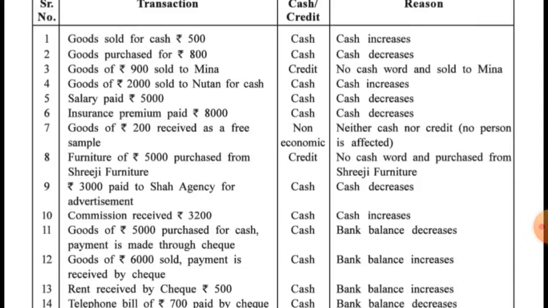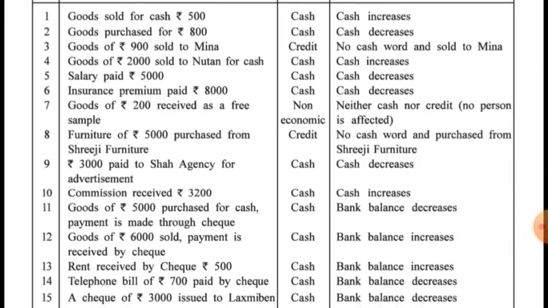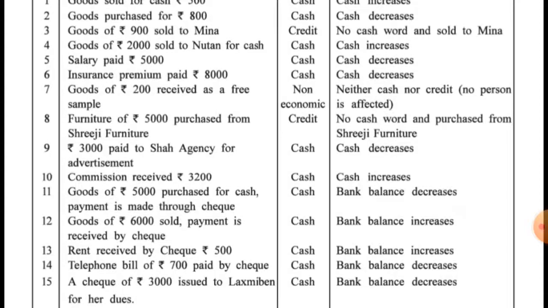Next one, 12th transaction, goods of rupees 6000 sold, payment is received by check. We have sold the goods and the customer has made the payment through check, so over here also it's a cash transaction, the payment that we have received in the form of check, that's why it becomes a cash transaction, and the bank balance would increase.